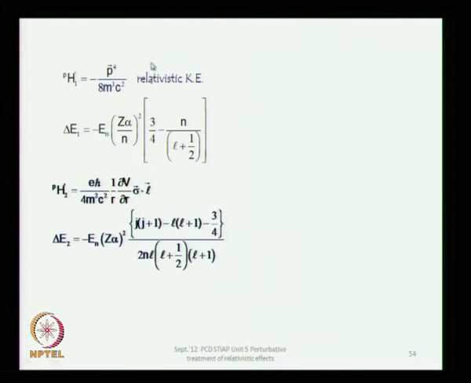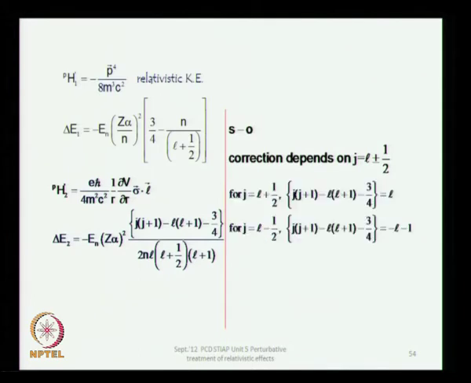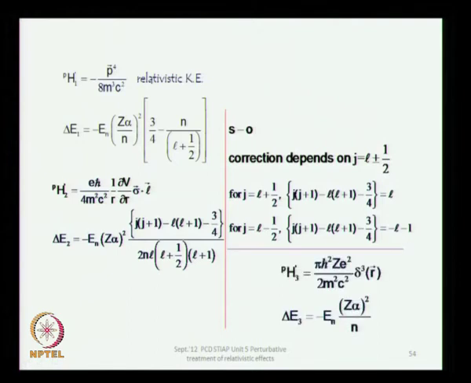So you have the correction due to the relativistic kinetic energy term, you have the correction due to the spin orbit interaction, and the spin orbit correction, we know, depends on whether J is L plus half or L minus half. For J equal to L plus half, the numerator in the energy correction is equal to plus L. For J equal to L minus half, this numerator is equal to minus L minus 1. And then you have the Darwin correction, which goes as (Z alpha) square over n.